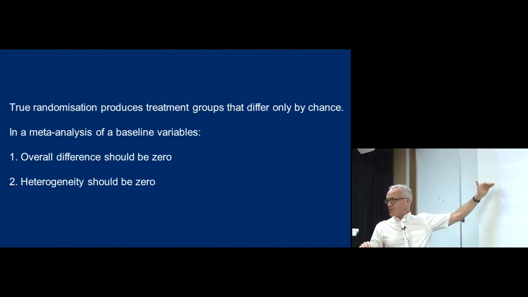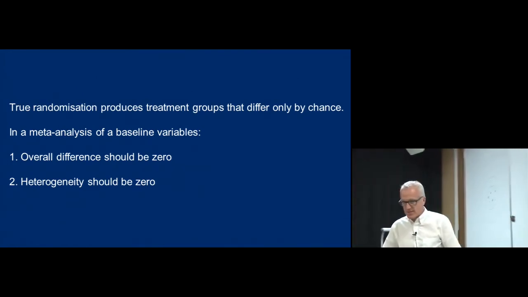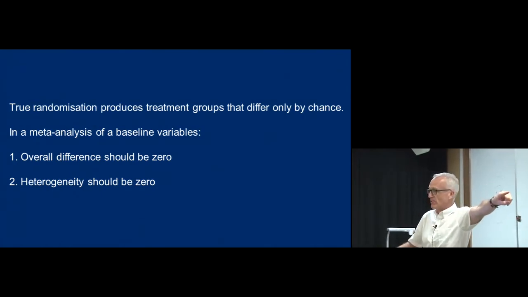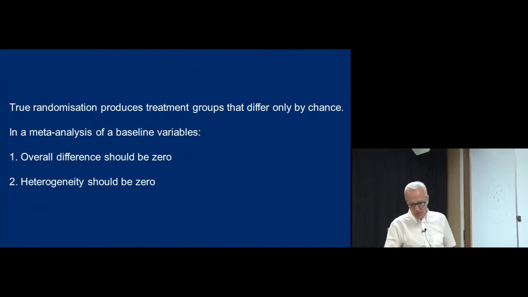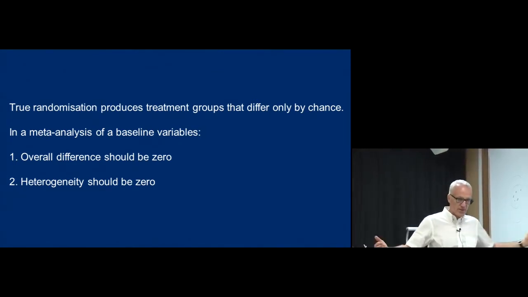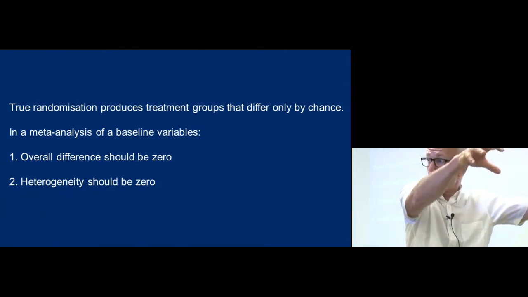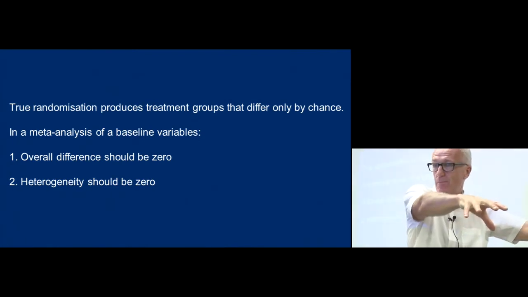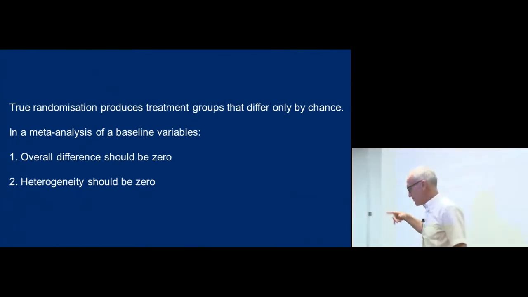And if you do a meta-analysis of the baseline variables, yeah? Now, usually we do a meta-analysis of the outcome variables, don't we? You want to know if this treatment has an effect. So you do a randomized trial, patients get this treatment or that treatment, you follow them along, you get the outcomes in the two groups, and you do a meta-analysis of the outcomes to see what effect the treatment had. Well, now we're doing something different.